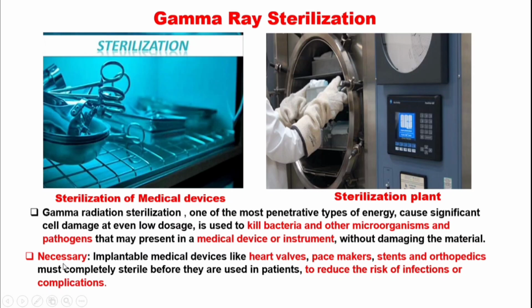The reason sterilization of medical or surgical instruments is necessary is that implantable medical devices like heart valves, pacemakers, stents, and orthopedics must be completely sterilized before they are used in patients to reduce the risk of infections or complications. That's why sterilization of medical or surgical instruments is needed with the help of gamma rays.